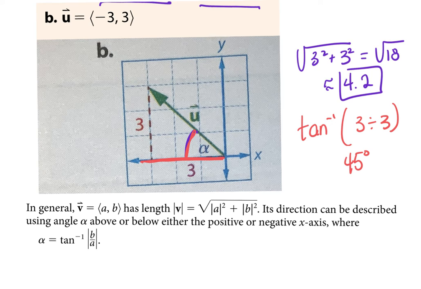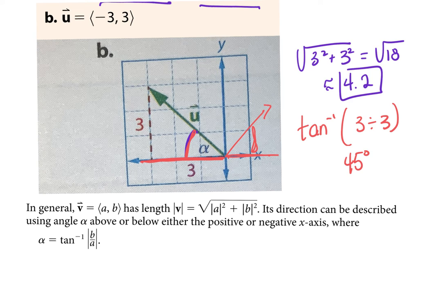If I just said 45 degrees, someone might assume that it's over here, because it could be above the positive x-axis. You need to tell me where it is on the coordinate plane. Above the positive x-axis, below the positive x-axis, above the negative x-axis, below the negative x-axis. You need to tell me where it is.